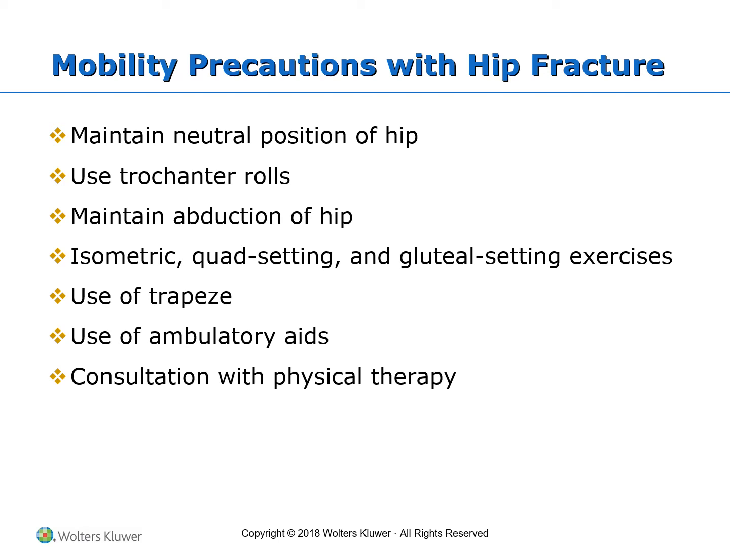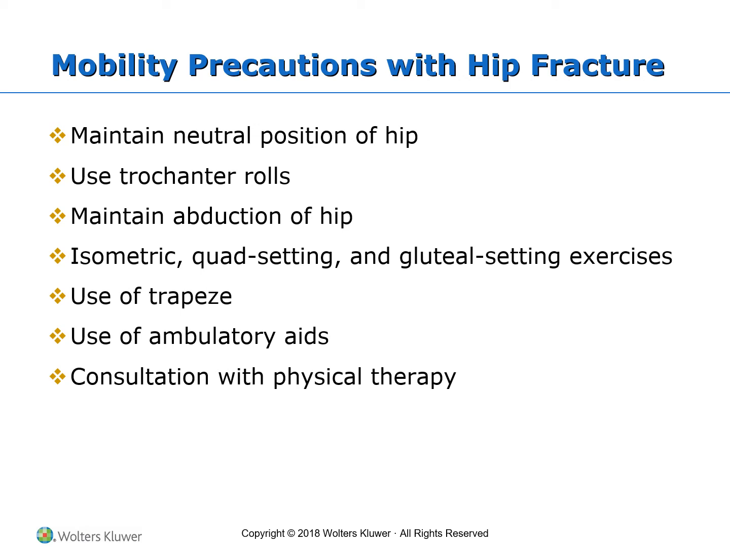They cannot bend more than 90 degrees at their waist or their hip area because they can pop that hip out of place. They will have an assistive device. Generally, they start with a walker, and that's to help offset weight-bearing status and to keep them stable. They will get physical therapy. They might get occupational therapy as well.